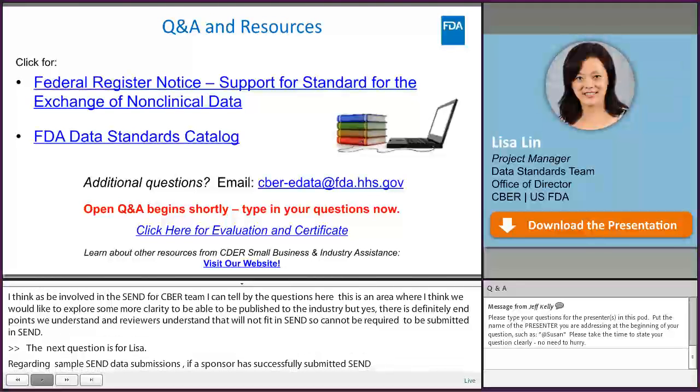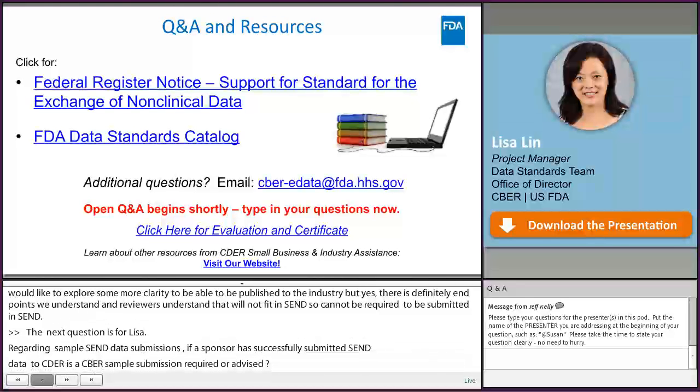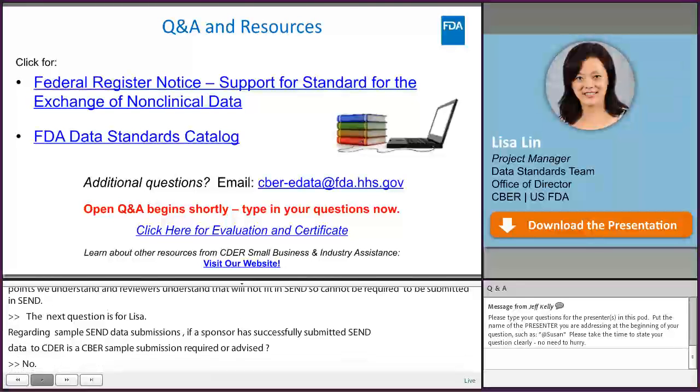No, CBER doesn't request any sample data. That's different from CDER. You know, we only accept the real submission data.